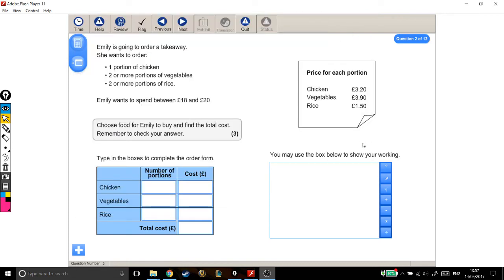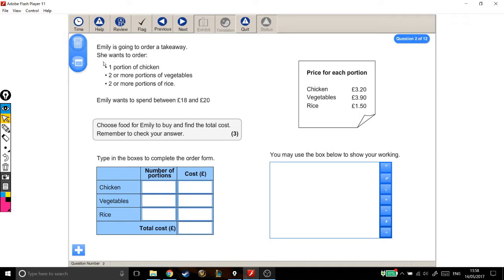All right, we have a question here where someone's ordering a takeaway from a menu and there are certain criteria that her order needs to meet. Emily is going to order a takeaway. She wants to order one portion of chicken, two or more portions of vegetables, two or more portions of rice, and she wants to spend between £18 and £20. Choose food for Emily to buy and find the total cost. Remember to check your answer. And then we have this price list over here.